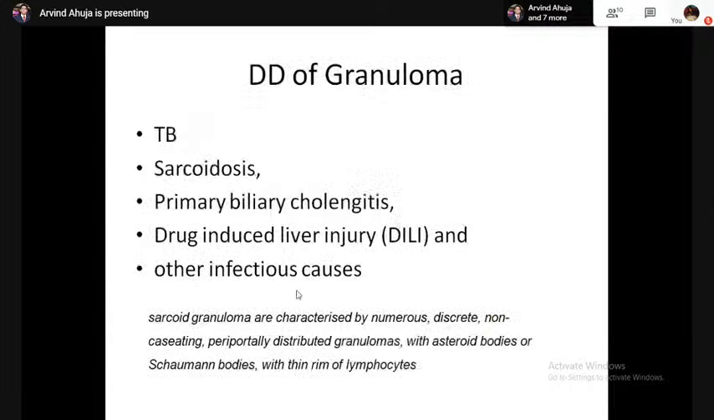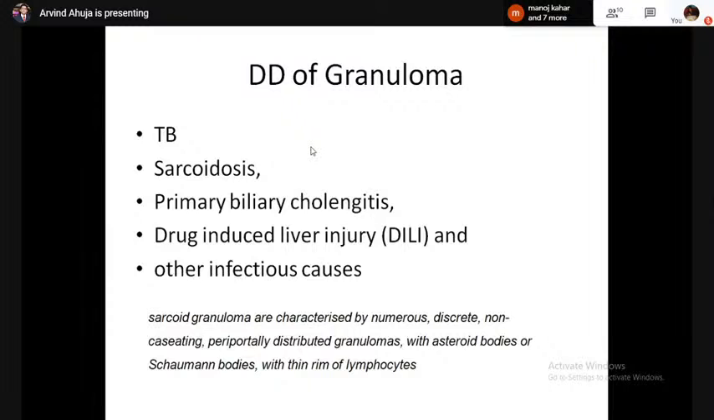So whenever we see granulomas in liver biopsy, there is a long list of diagnoses, but the predominant ones, especially in India, are first tuberculosis, and second sarcoidosis. Then you can find granuloma in primary biliary cholangitis. You can also find granulomas in certain drug-induced liver injuries, and there is another long list of infectious causes which can show granuloma.